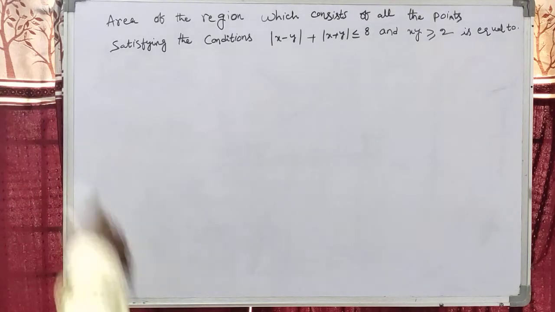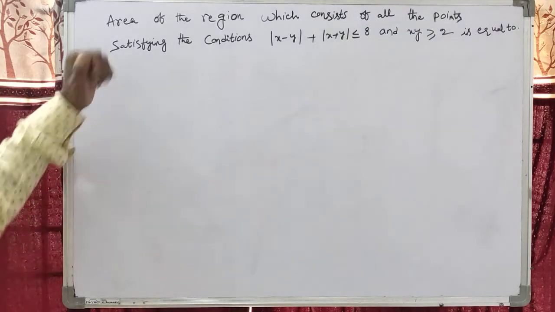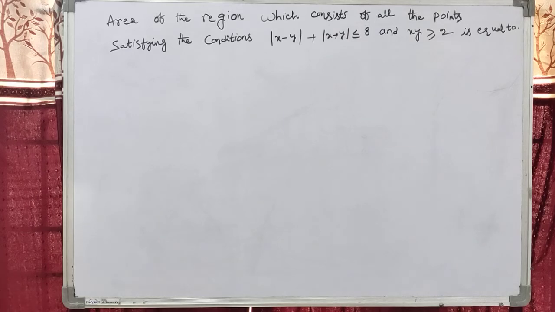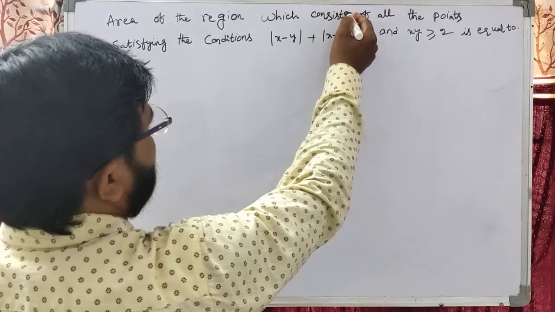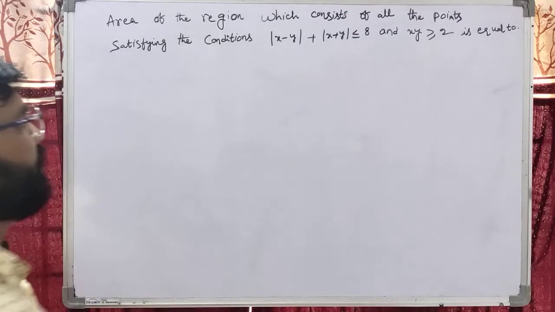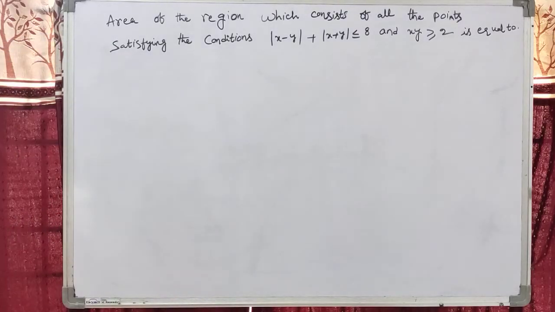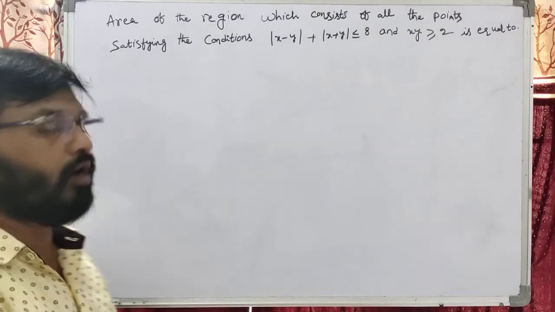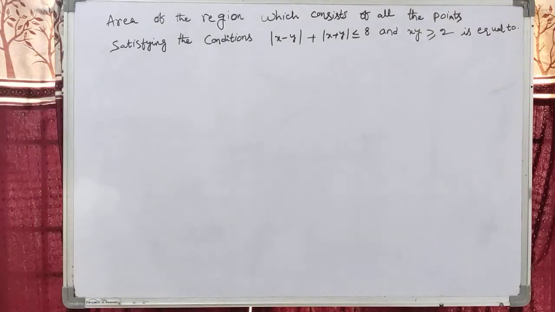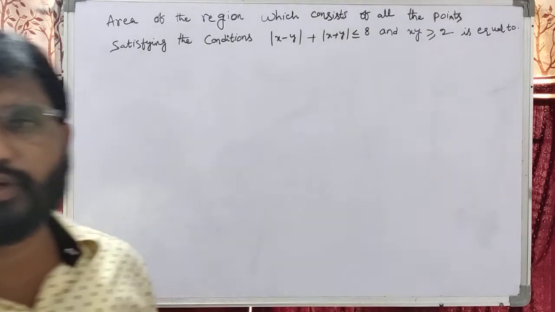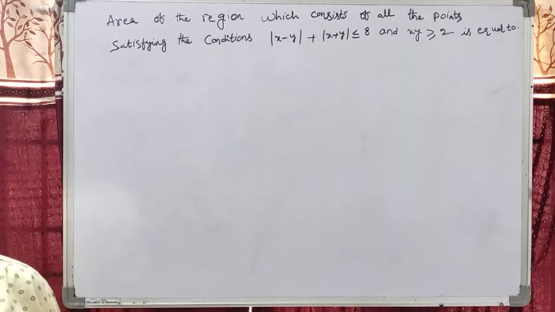Okay, students. Let us now take the first one: the area of the region which consists of all points satisfying the conditions |x - y| + |x + y| ≤ 8 and xy ≥ 2. Okay, students.